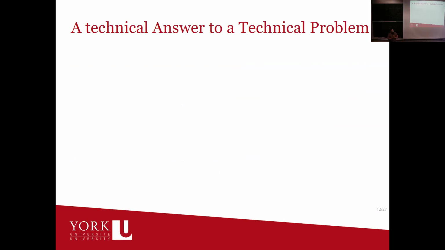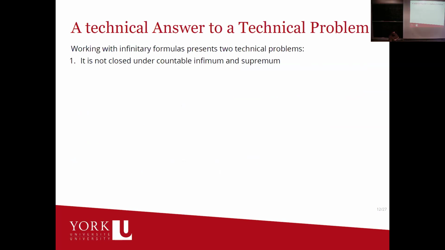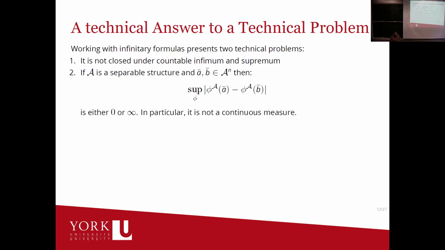Okay, let's go back to perhaps the biggest technical problem that we have, and it's this whole issue of, okay, I'm not closed over countable supremums and countable infimums, and it's really hard to build a theory of how separable structures work if at every stage when you give me a countable collection of formulas, I have to decide whether I can take the supremum or the infimum.